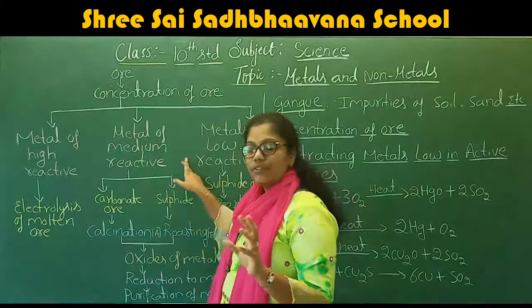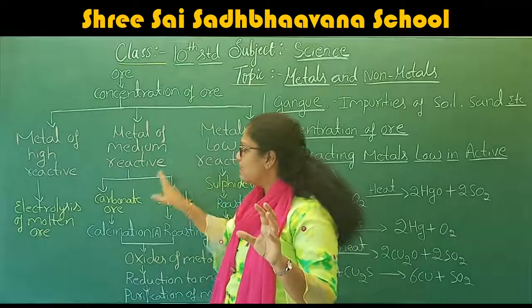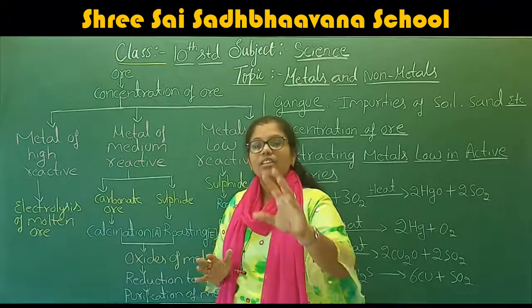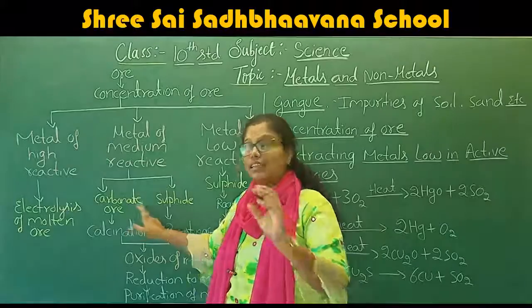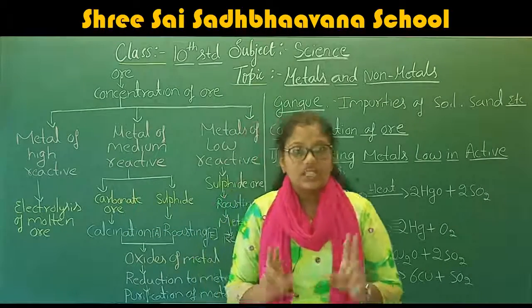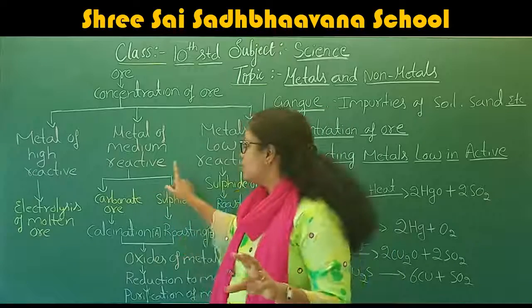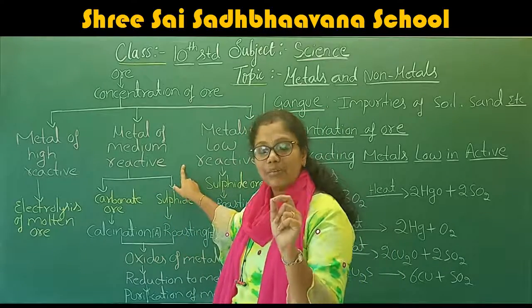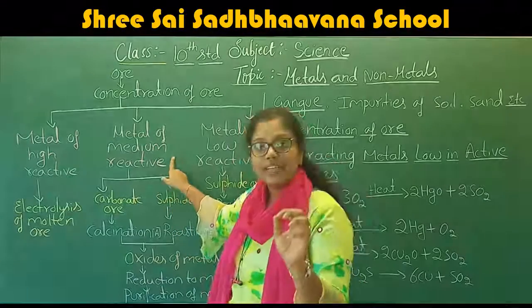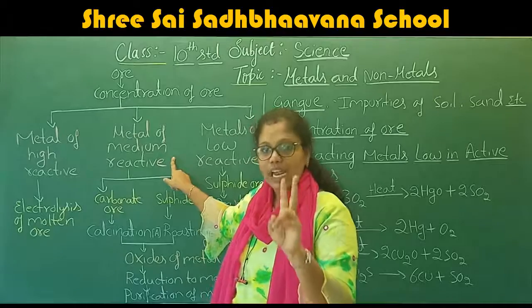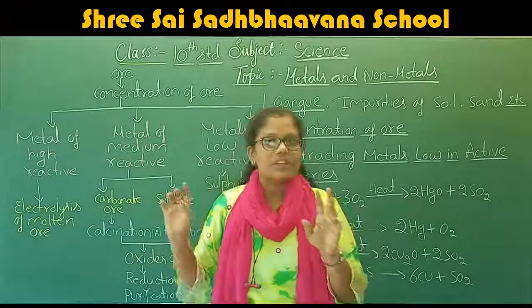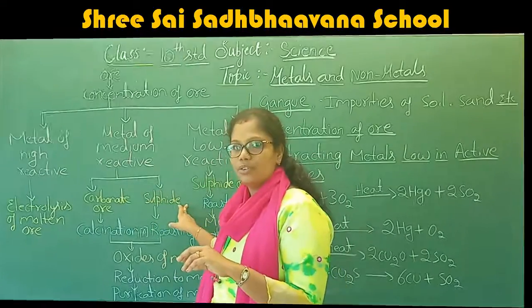If you see the metals in the middle of the reactive series, we can classify them into two types: the metal with the carbonate ore and the metal with the sulfide ore. These are the two types of classification when we discuss the metals of medium reactivity. The medium reactive metals are divided into two categories: the metal of the carbonate ore and the metal of the sulfide ore.